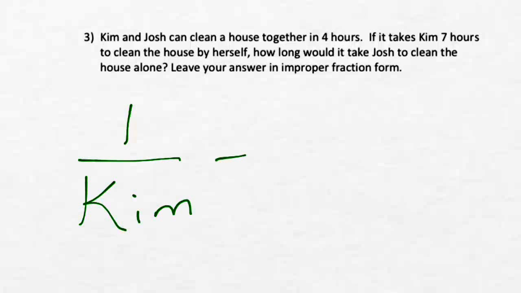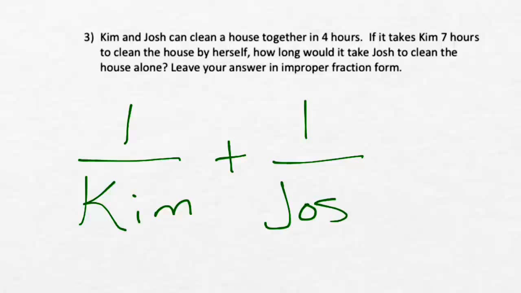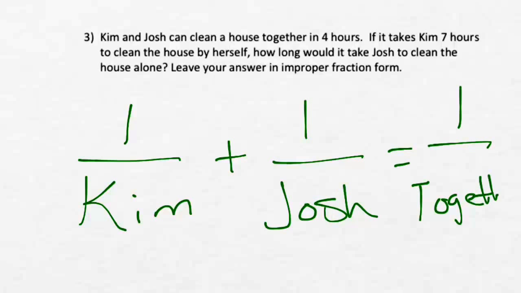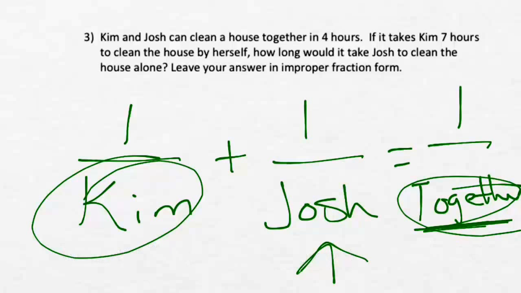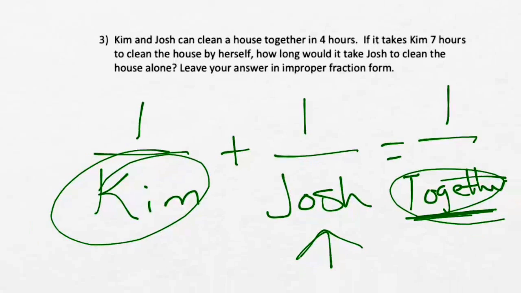Kim and Josh can clean a house together in 4 hours. So we have a Kim rate, and we have a Josh rate, and then we have working together. Now, the difference in this problem is that usually we have to find how fast it takes them to work together, but this time we're given how fast it takes them to work together. So we already have a together, we already have a Kim, and then Josh is the one that we need to solve for. You're still going to use the same process, it's just that Josh will be the variable instead of together being the variable. You're still going to multiply by the LCD and clear the fractions.